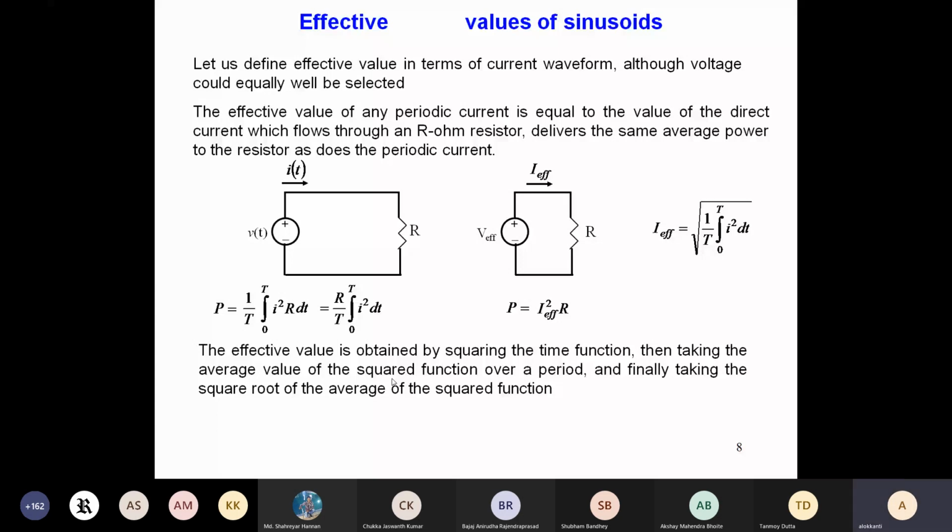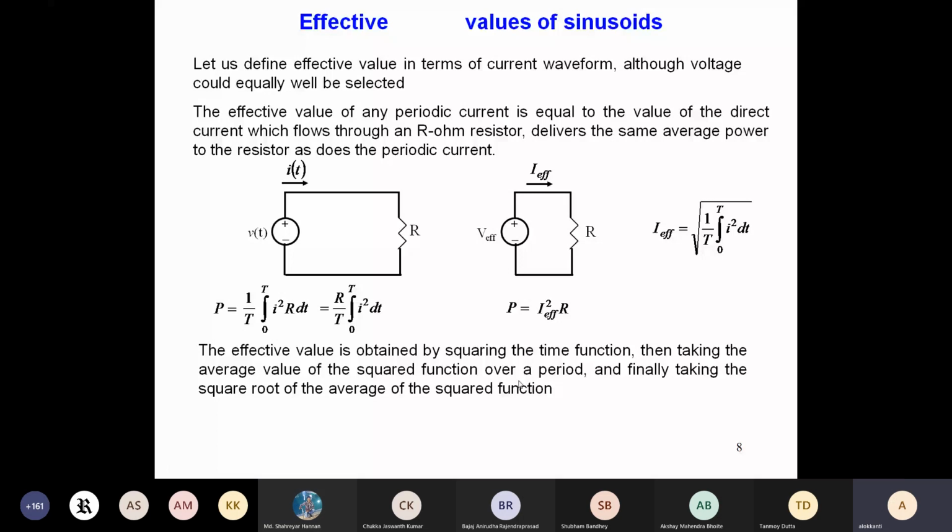Whatever is written in this formula, I effective equal to root over 1 by t integral 0 to t I squared dt, is in the form of a language: the effective value is obtained by squaring the time function, then taking the average value of the squared function over a period, and finally taking the square root of the average of the squared function. Any doubt on this?